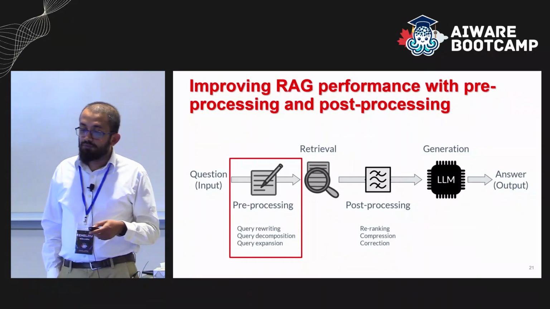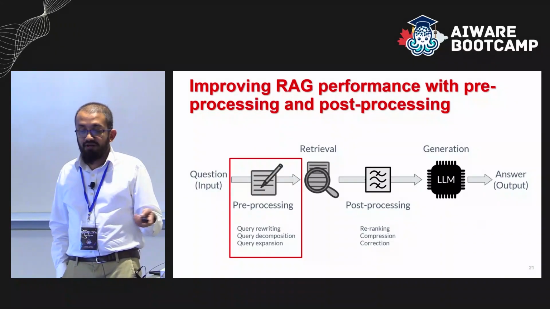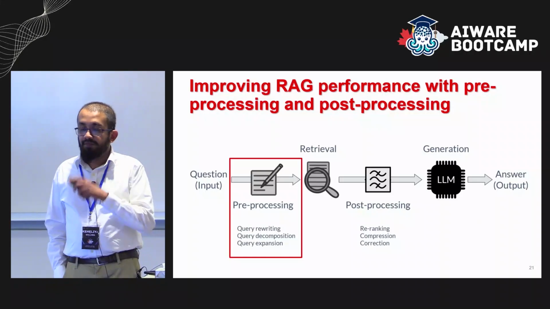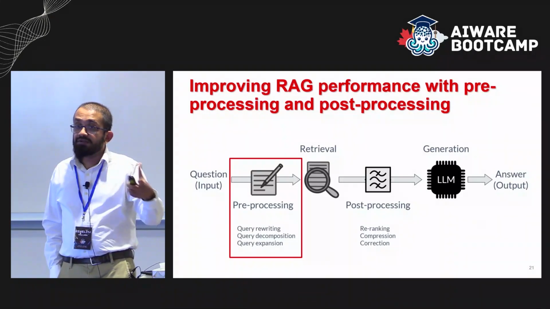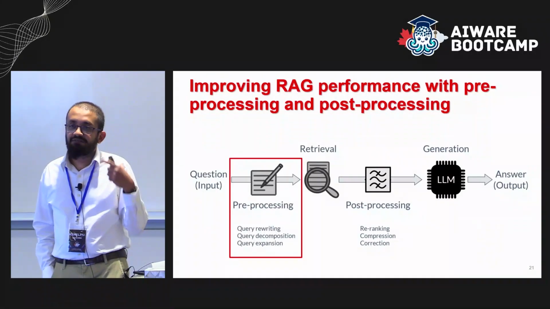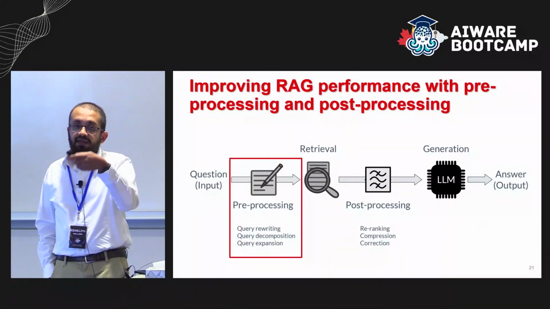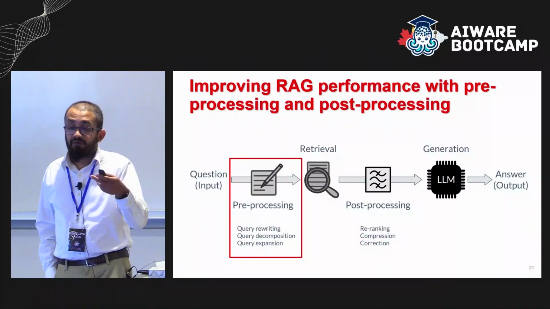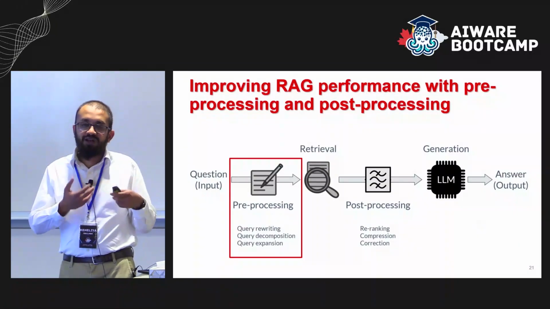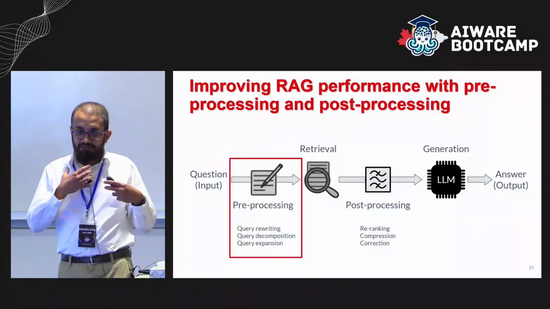So as I said earlier, in pre-processing there can be multiple things happening: query rewriting, query decomposition, and query expansion. The basic idea there is the question that the user asks may not be the best representation that we should use to query examples in the knowledge base. So we reformulate the question, or edit the query, so it will do a better job of retrieval.